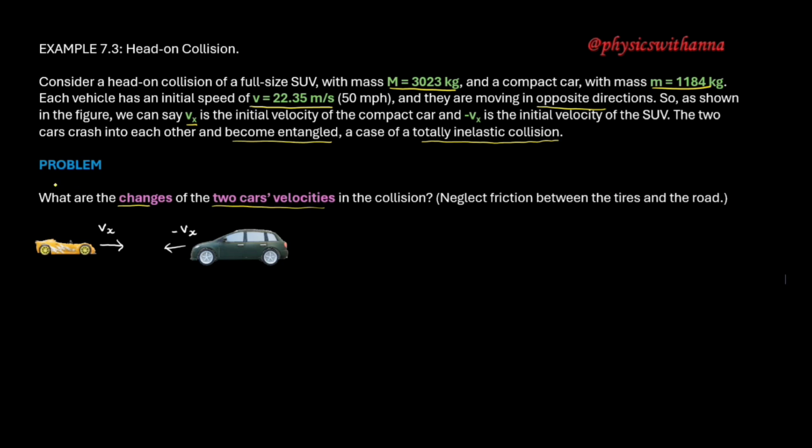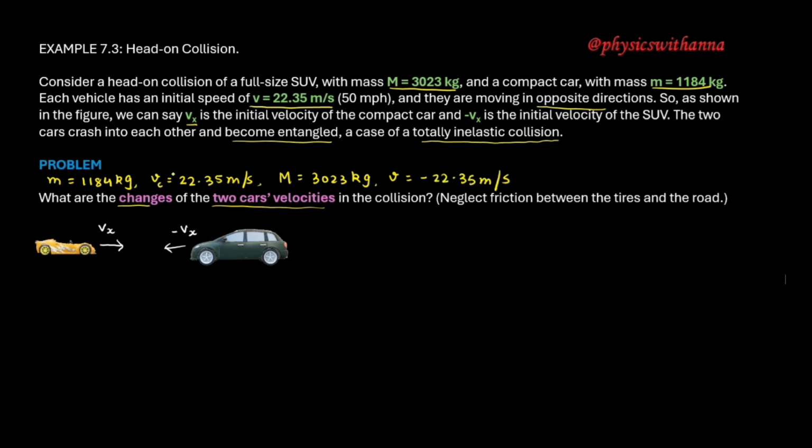So here in this question, you have a compact car of mass small m equals 1184 kilogram and it is moving with an initial speed of 22.35 meter per second. And then it collides with an SUV that has a mass capital M of 3023 kilogram. And it is moving with the same speed but in opposite direction. So we write the speed as negative 22.35 meter per second.